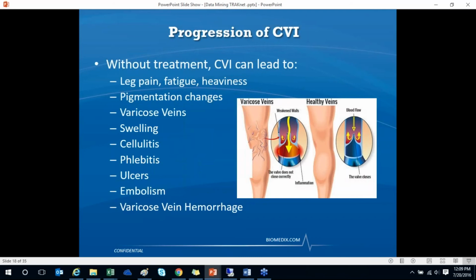Without treatment, chronic venous insufficiency can lead to leg pain, fatigue, and heaviness, pigmentation changes, varicose veins, swelling, and cellulitis. Eventually, blood pooling or stagnating in the blood vessels can also cause ulcers to develop. Venous stasis ulcers form when drainage of fluid is inadequate.